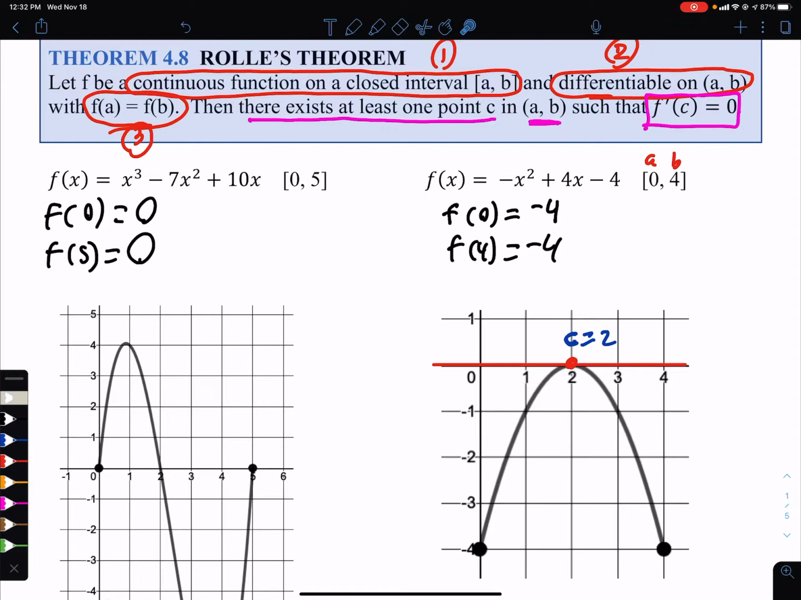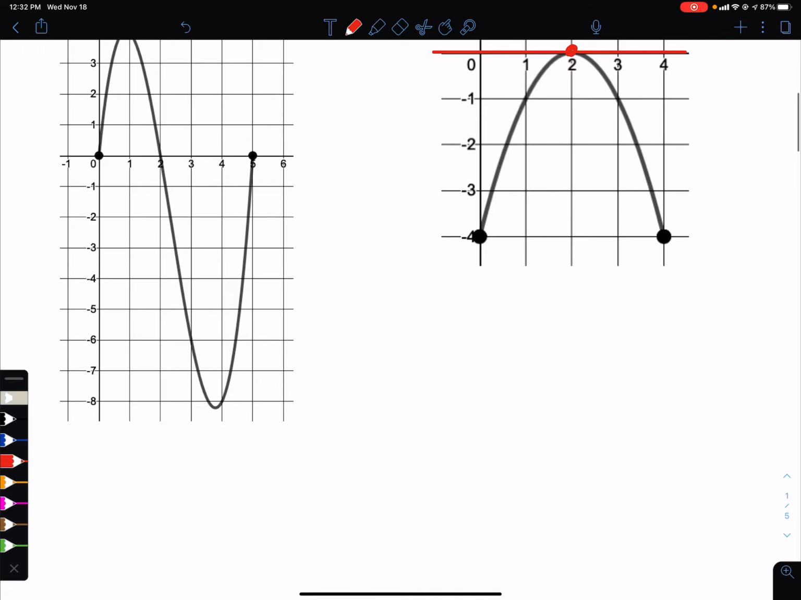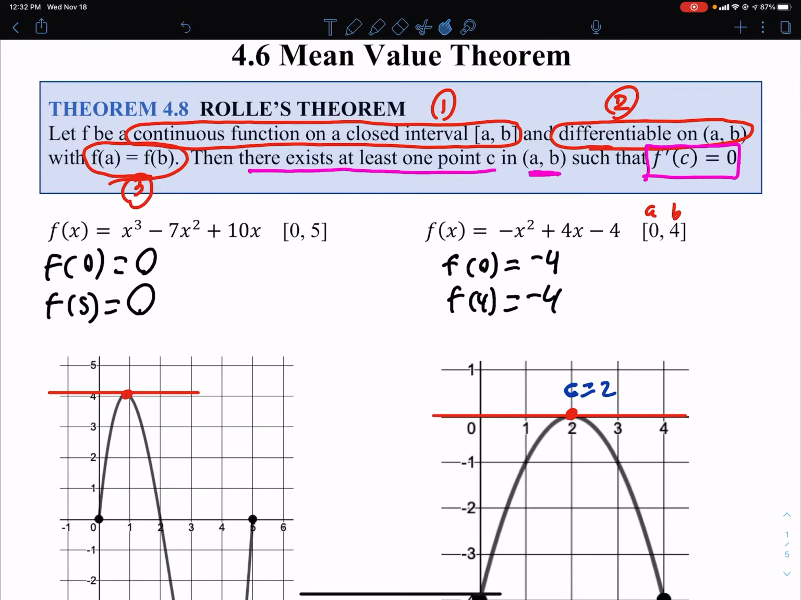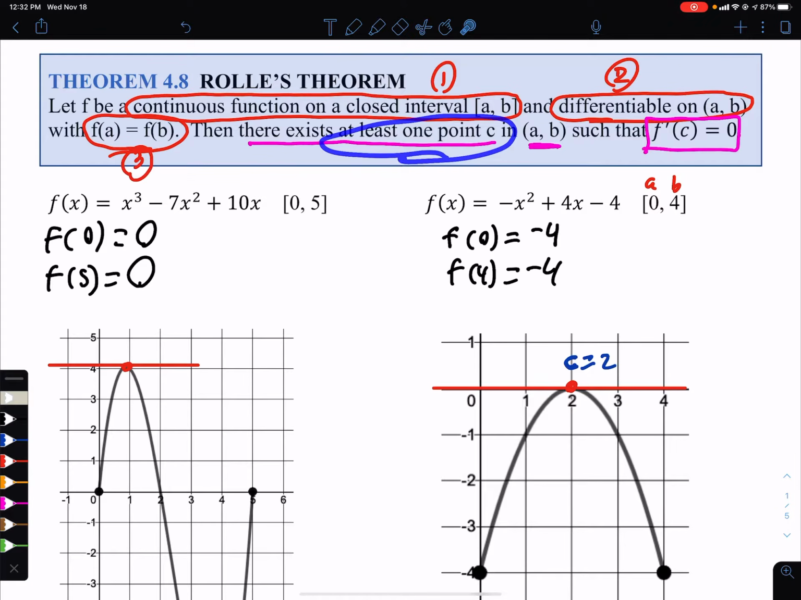So the conclusion is there's got to be at least one point where the slope of the tangent line is 0. In this case, there's actually 2. One right there, and we have another one right there. So that's why it says at least one. You're guaranteed one. You could have more than one. In fact, you could have infinitely many points where that happens, depending on the graph. So that's why it says there exists at least one, meaning there could be more than one.